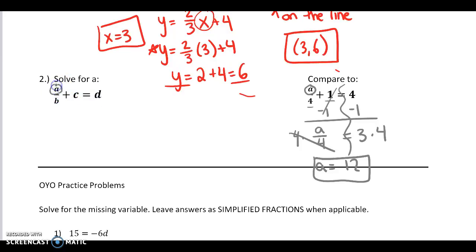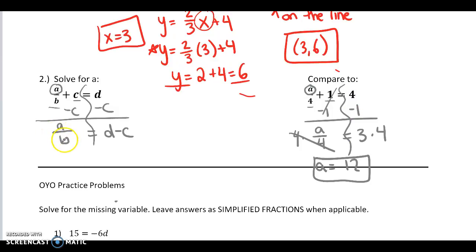So my goal is to get a alone. So I've got to get rid of the c and the b. So just like I subtracted 1 here first, I'm going to subtract c first. Again, the only difference is that I can't combine these because they're not like terms. So I'm going to leave it as d minus c instead of doing 4 minus 1 and getting a number. Okay, so a is not alone yet because it's being divided by b.